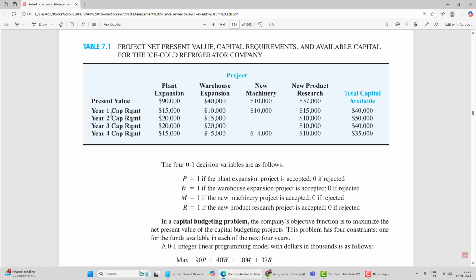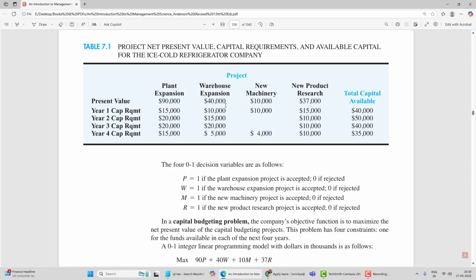And then the yearly capital requirements, years 1, 2, 3, 4 for each project, are given here, like 15,000, 20,000, 20,000, 15,000 for plant expansion. Whereas with new machinery we require 10,000 right now, and then we require 4,000 in year 4. For new product research we require 15, 10, 10, 10. And the total capital available with the organization, which can be used, is year 1 40,000, year 2 50,000, year 3 40,000, and year 4 35,000, right? So now how to proceed?